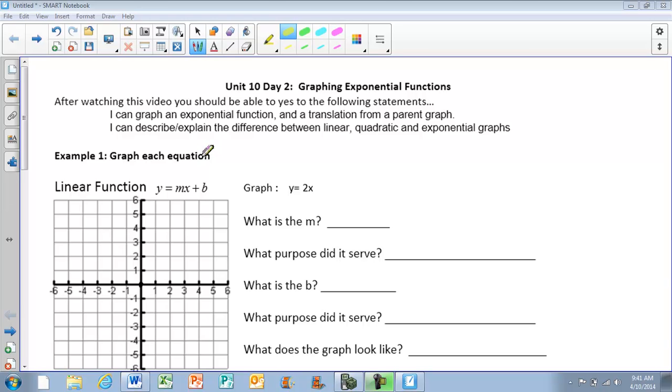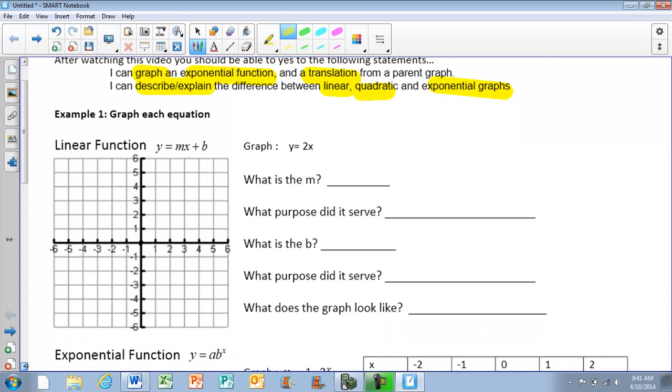This is Unit 10, Day 2, Graphing Exponential Functions. After watching the video, you should be able to say yes to the following statements. After watching, you should be able to graph an exponential function and a translation from a parent graph. And you should be able to describe and explain the difference between linear, quadratic, and exponential graphs.